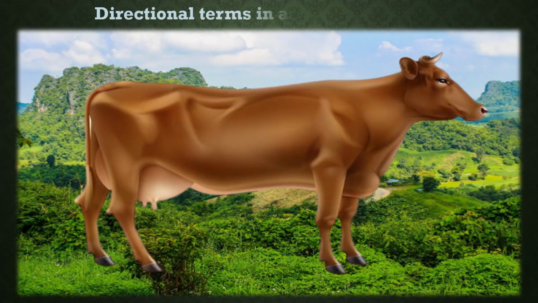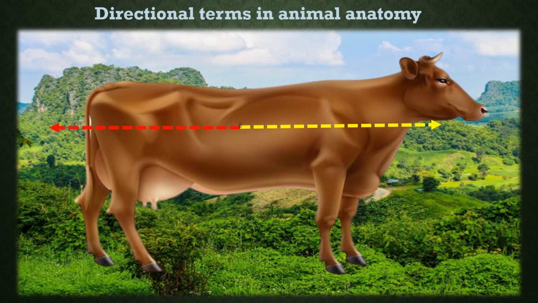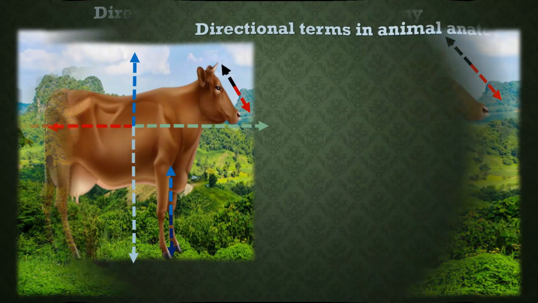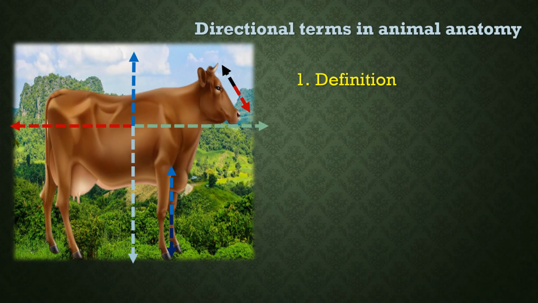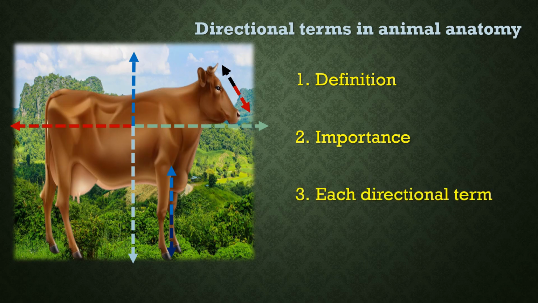Hi everyone. Today we will see directional terms that are used in animal anatomy, with three main points. The first one, definition: how you can define directional terms. The second one, importance: what is the importance of using directional terms in animal anatomy. Finally, the third one, we will address each directional term one by one that is used in animal anatomy. So follow me until the end.